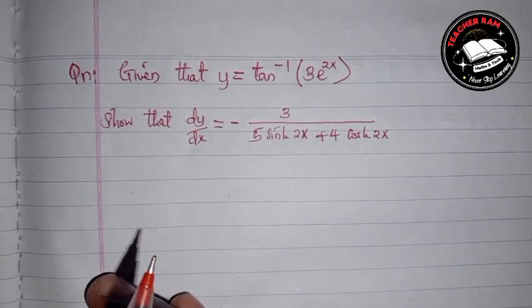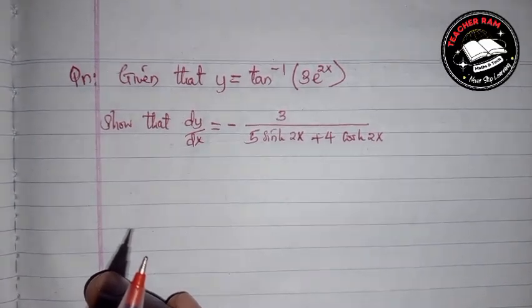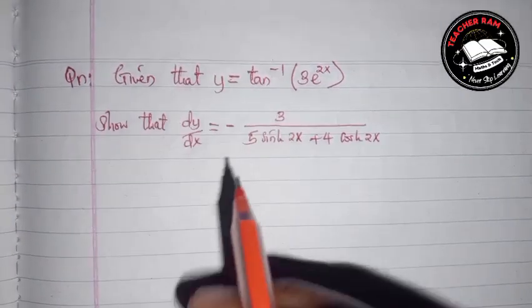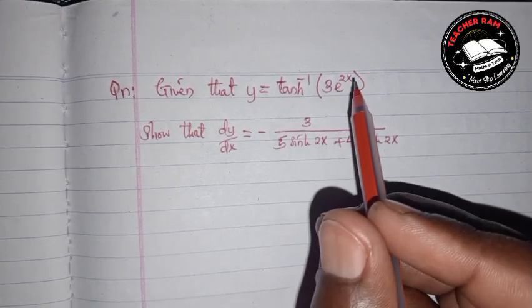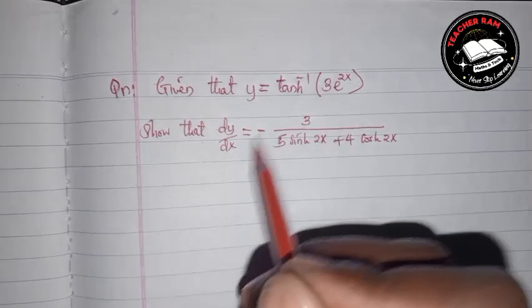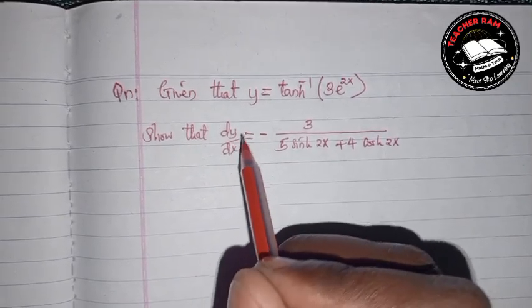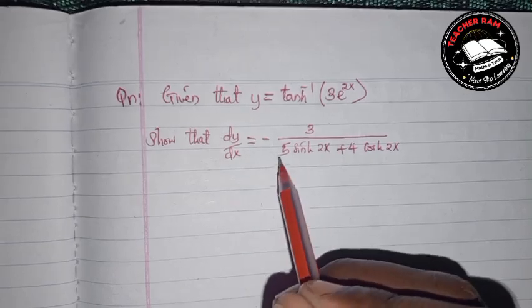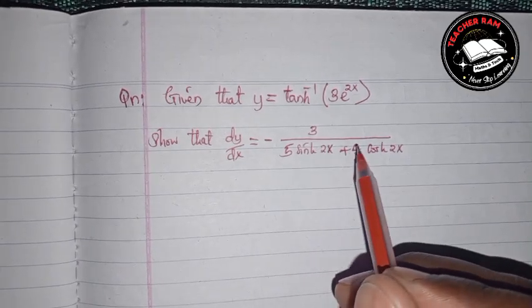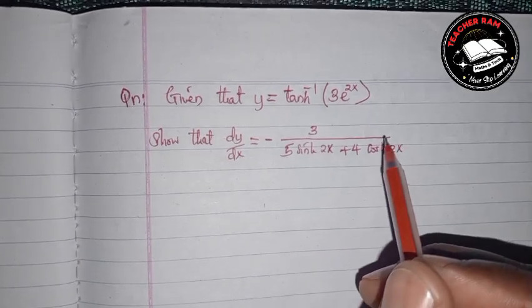Hello, welcome. Today we have a question which states that given that y is equal to tanh inverse of 3e power 2x, show that the derivative of y with respect to x is equal to negative 3 divided by 5 sinh of 2x plus 4 cos of 2x.